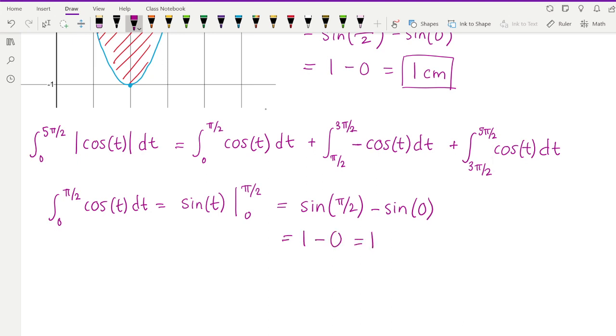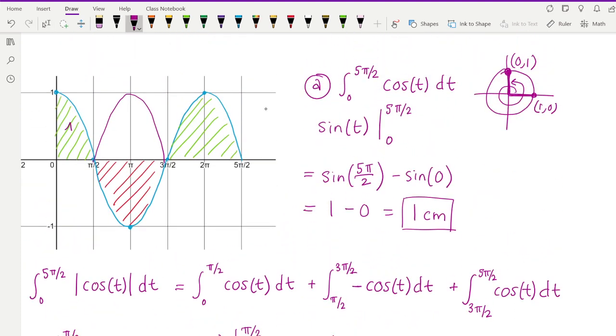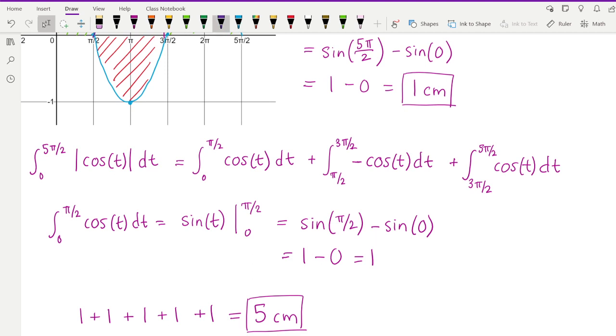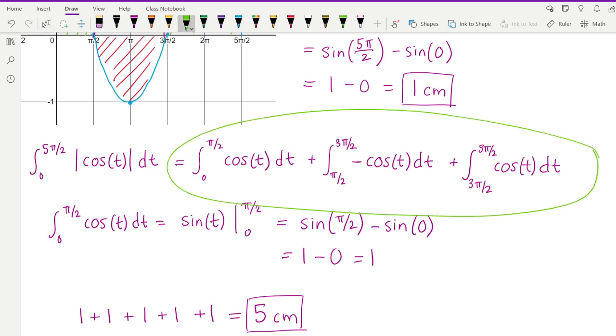And so now, again, we can use this as a building block. So we now know that this is an area of 1. And then we have another of those. We have two more of those, right? We have another 1, another 1, another 1. And so altogether, that is going to be an area of 5. So we have 1 plus 1 plus 1 plus 1 plus 1 is equal to 5 centimeters. Again, if you're confused about this whole symmetry idea, you don't need to do it that way. You can just evaluate this. If you evaluate all of these integrals, you should get the exact same answer.